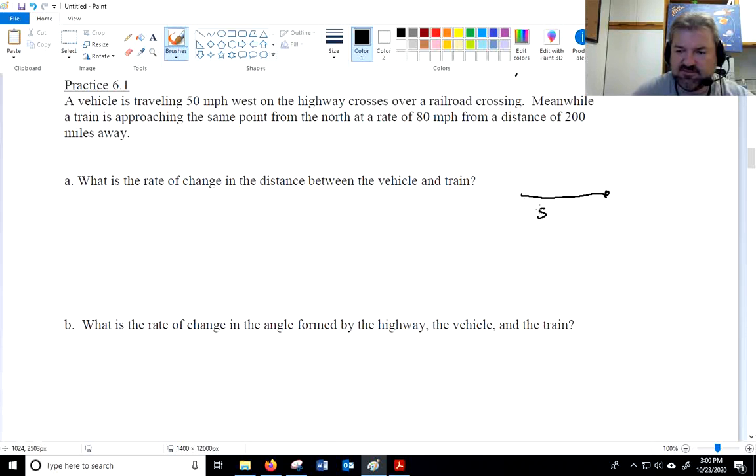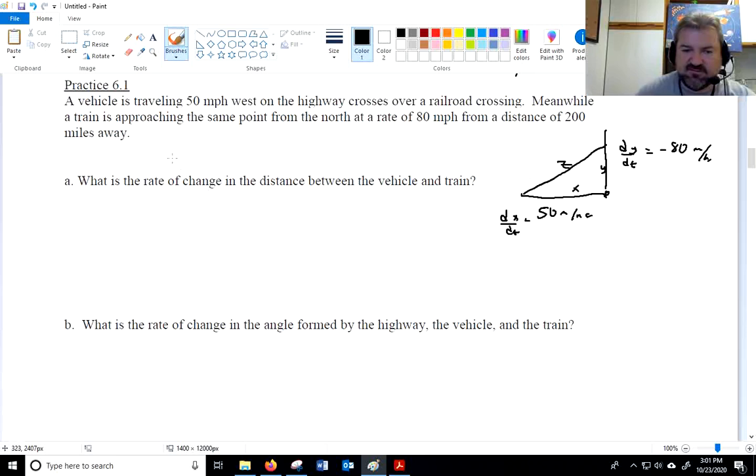And this is increasing in distance at a rate of 50 miles per hour. So I'm going to label this x, so this will be dx/dt. Meanwhile, a train is approaching from the north 200 miles away. So it is approaching and getting closer to this point. So this is actually shrinking. Did you catch that? So it's shrinking at negative 80 miles per hour. Okay? And we want to find this. This is y, this is x, then this is z. We want to find dz/dt.